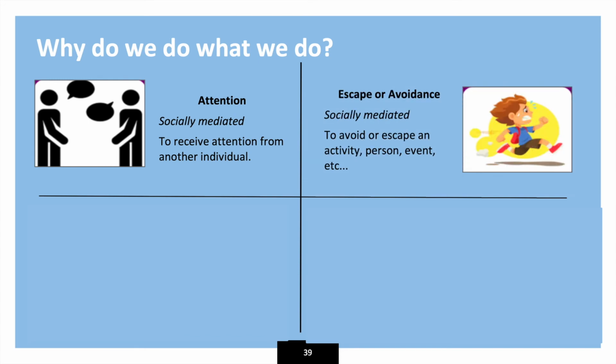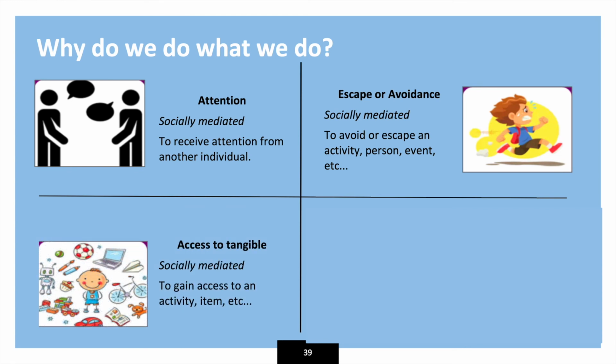Escape-maintained behavior can be observed when one engages in a behavior to escape a situation. This behavior is socially mediated. For example, a girl might leave her classroom when presented with a math worksheet. Upon returning to the classroom, the girl is told the math worksheet is taken away and she does not have to complete it. The behavior of leaving the classroom is maintained and more likely to occur again in the future when she's looking to escape another math worksheet or a different activity.